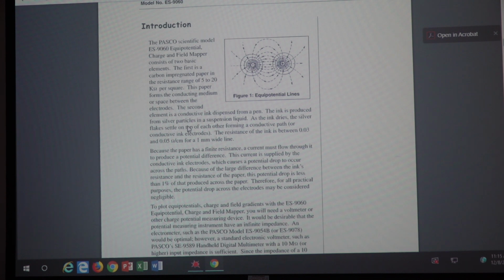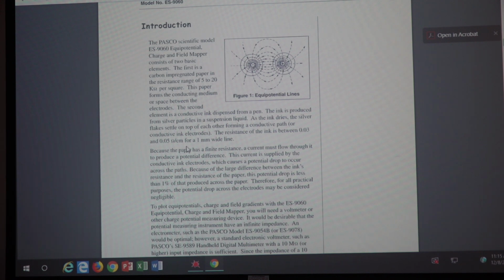I don't know how many silver particles there are. It's not much, actually. You don't need many particles to make it conductive. As the ink dries, the silver flakes settle on top of each other, forming a conducting path, or conductive ink electrodes. The resistance of the ink is between 0.03 and 0.05 ohm per centimeter for a 1 millimeter wide line. So you can see the resistance difference between the silver ink and the paper. The paper has much more resistance than the ink itself. So you can almost think of the ink as having very high conduction.